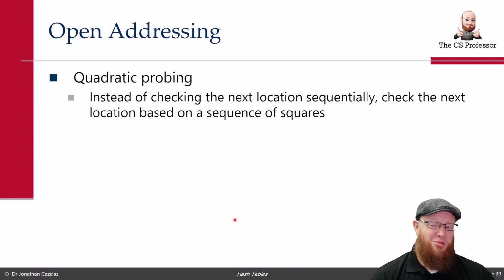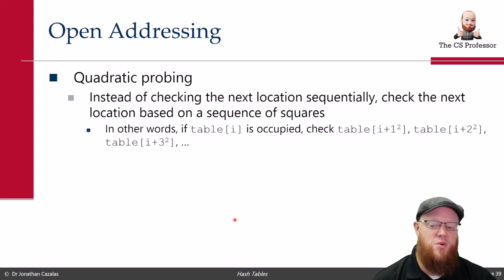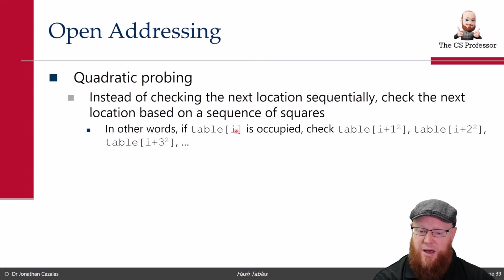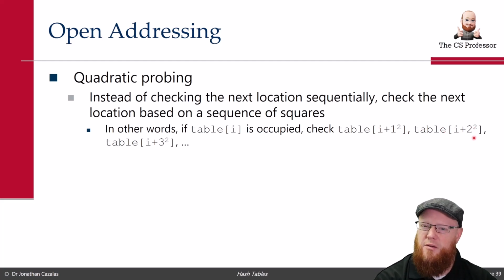Quadratic probing, pretty similar. The only difference, instead of checking the next index one by one by one, you simply check the index based off a sequence of squares. If table I is occupied, we're going to check table I plus 1 squared, which is really table I plus 1. But if table I plus 1 squared is occupied, we check table I plus 2 squared. Then table I plus 3 squared.